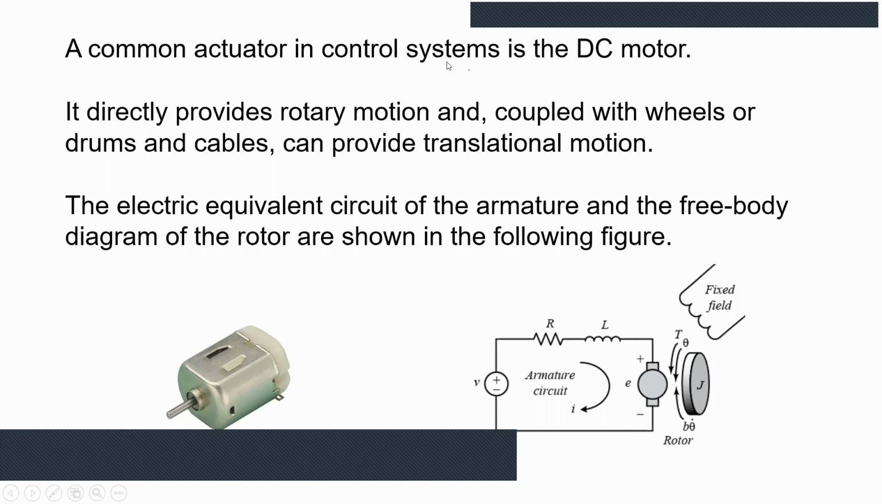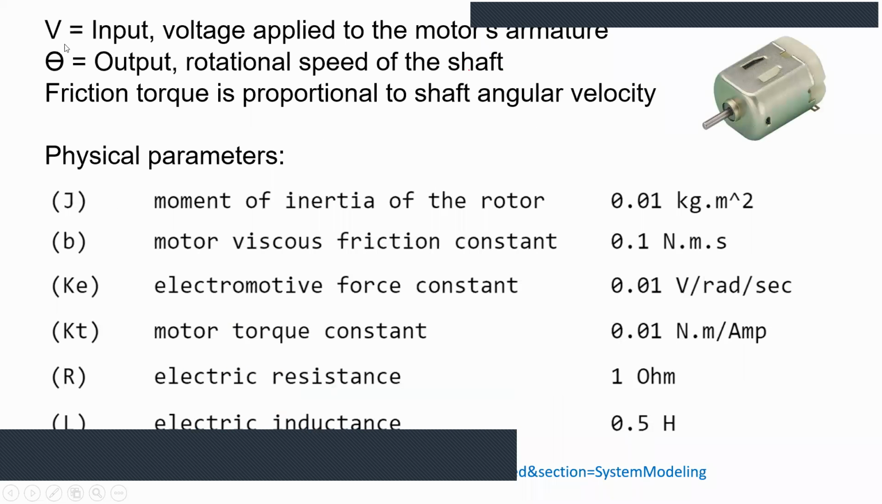A common actuator in control systems is the DC motor. It directly provides rotary motion, and coupled with wheels or drums and cables, it provides translational motion. The electric equivalent circuit of the armature and the free body diagram of the rotor is shown in this figure. In this figure, we have also shown the fixed nature of the magnetic field. So the input is V, the voltage, and the output is the rotation, mentioned as theta.